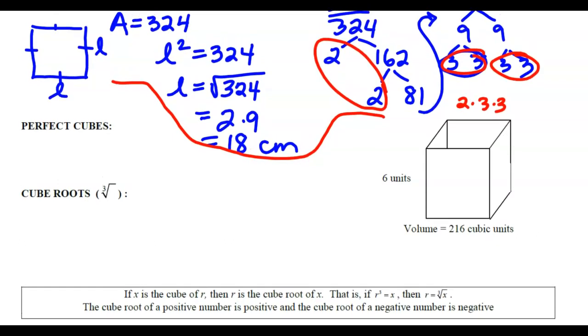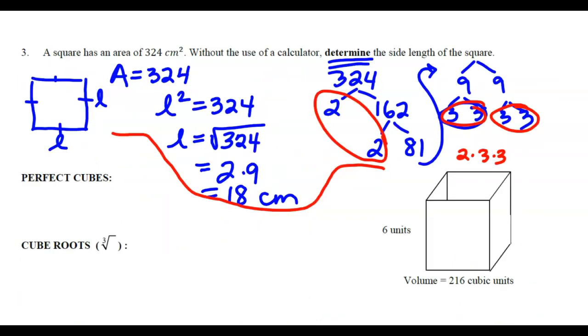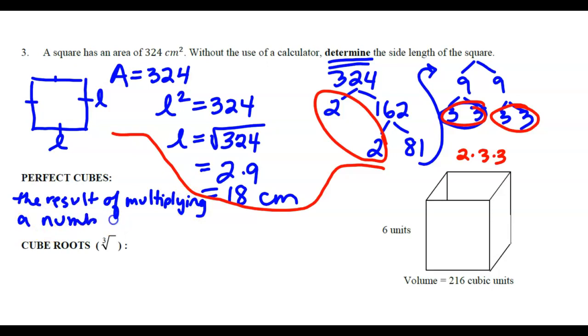Okay. So, perfect cubes. If we take a look back at what we said for the perfect squares, we said the result of multiplying a number by itself. Perfect cubes is kind of similar, except how many times do we multiply? 3. 3 dimensions. A cube is 3 dimensions. So the result of multiplying a number by itself 3 times.